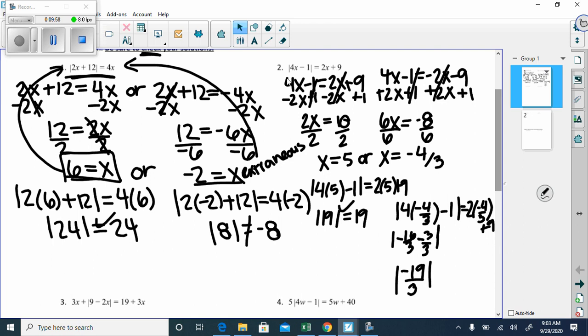Alright, and over here, I have 2 times negative 4/3, which is going to give me negative 8/3, right? So I have negative 8/3 plus 9. And what is negative 8/3 plus 9? 19/3. So is this a true statement? Yes, because this is asking distance from 0. So in this case, both of these are solutions. All right.